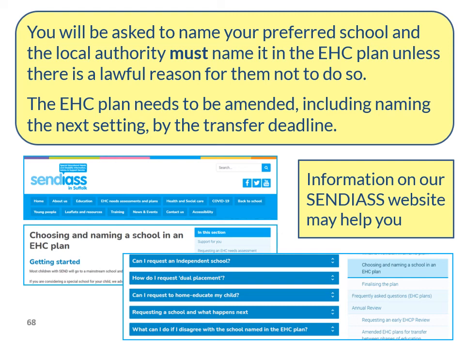The EHC plan needs to be amended, including naming the setting, by the transfer deadline. So, for example, for transfer reviews from a primary to a secondary setting, the annual review process usually starts in the autumn term with the gathering of information, in order for the process to be completed by the 15th of February. We have further information about choosing and naming a school in an EHC plan on our CENDIAS website, along with information about annual reviews which may help you.